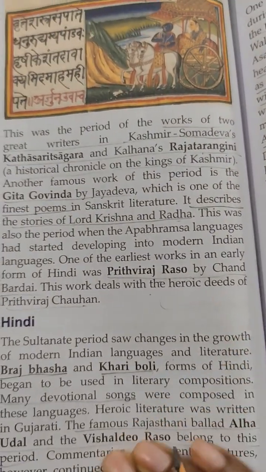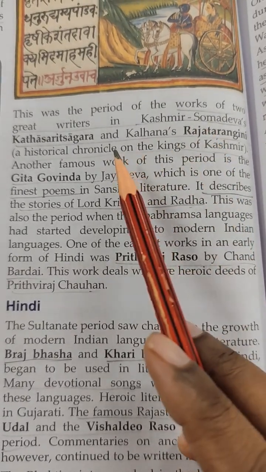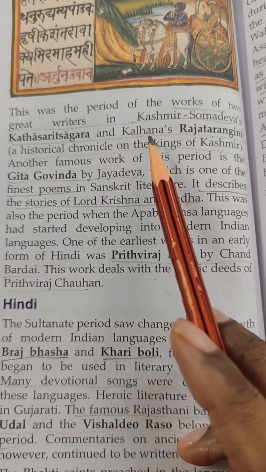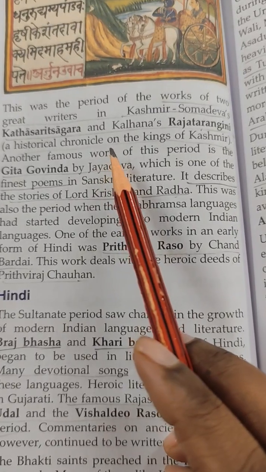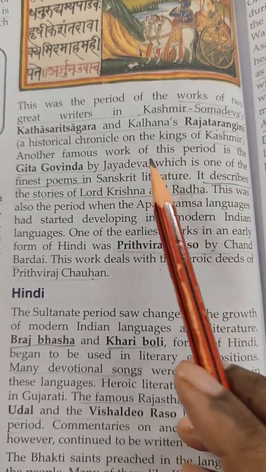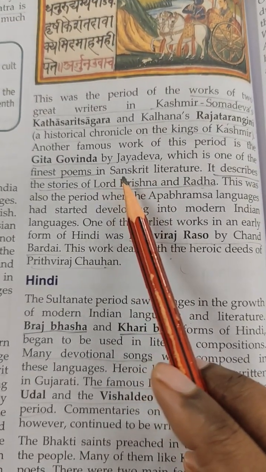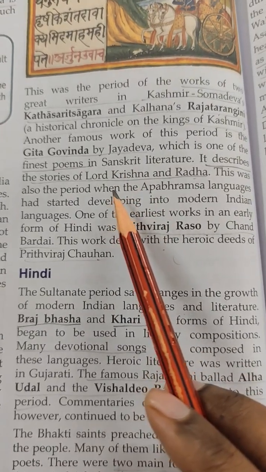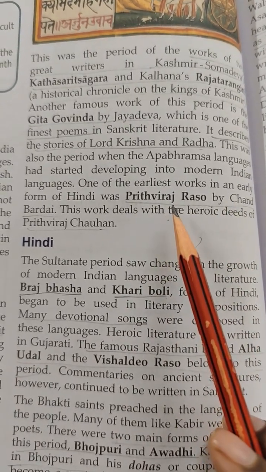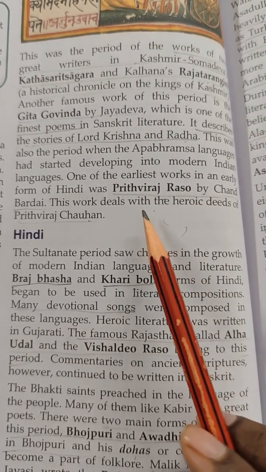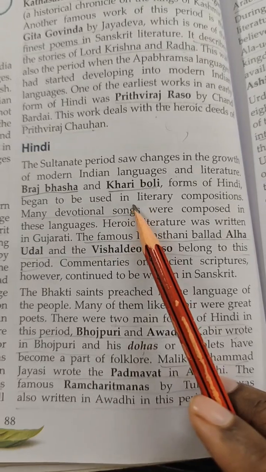Then there were two most famous works of two great writers of that period. One is Somdev's Kathasaritsagar, and the other is Kalhana's Rajatarangini. These two are chronicles. One tells us about the historical chronicle of the kings of Kashmir. Another was the Geet Govind, written by Jayadev. It was one of the finest poems written in Sanskrit literature. It describes the stories of Lord Krishna and Radha. Then another was written by Chand Bardai, that is Prithvi Raj Raso, and it tells us about the heroic deeds of Prithvi Raj Chauhan.